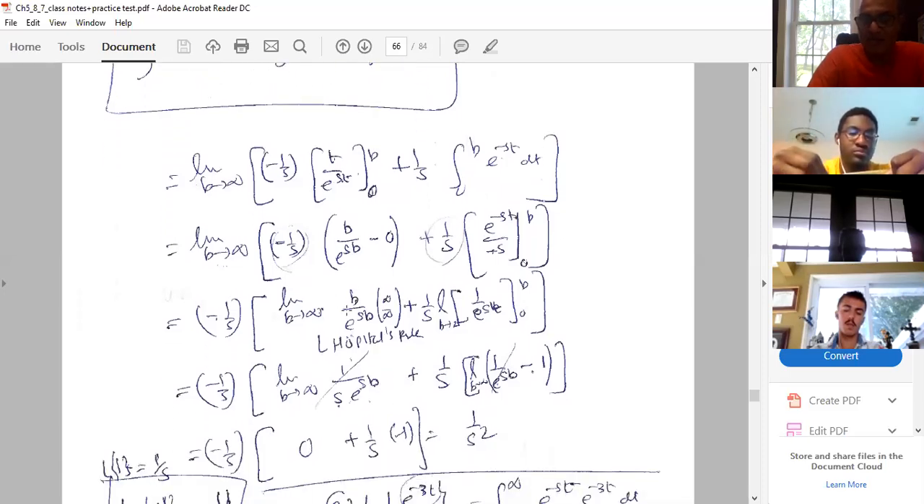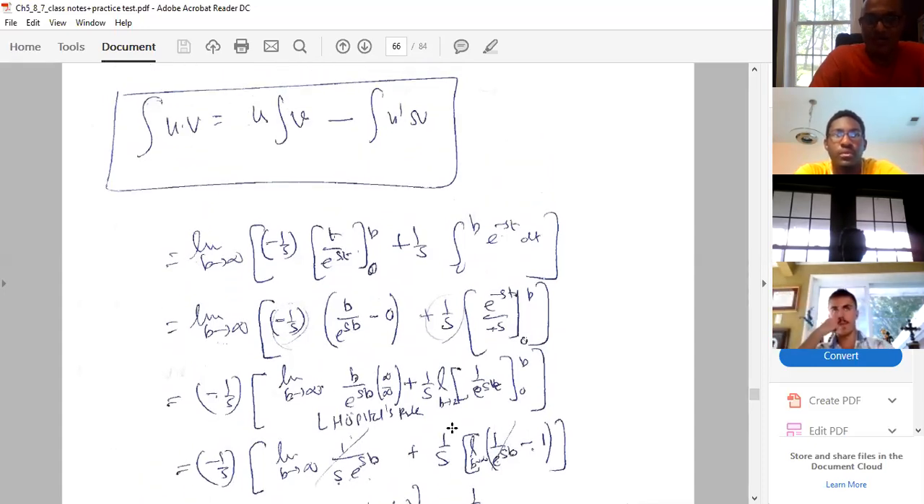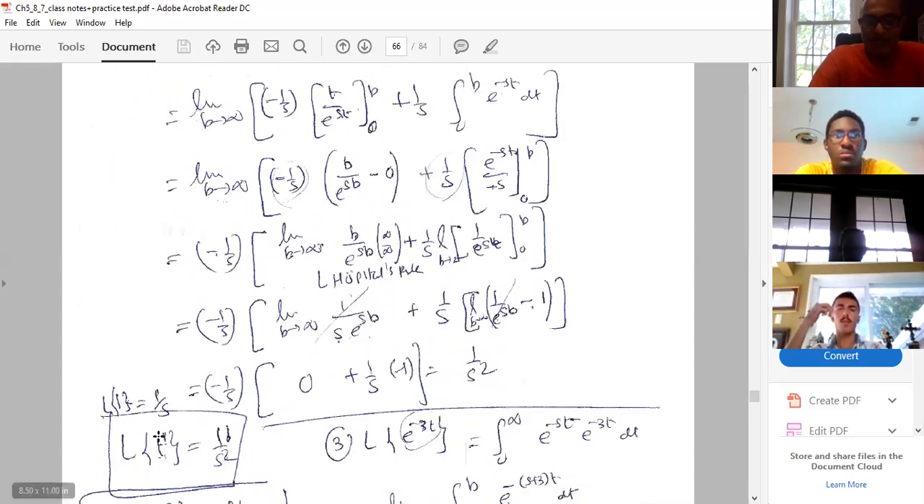So I took the derivative of b with respect to b, which is 1, and the derivative of e to the power sb is s times e to the power sb. Now if I pass the limit as b tends to infinity, e to the power infinity, so 1 over infinity is 0, so it is 0 here. And here, as b tends to infinity, 1 over infinity is 0, so 0 minus 1, that is negative 1 over s. So negative 1 over s and negative will become positive, and we get 1 over s square. Means the Laplace of t, we started with function t, is 1 over s square.